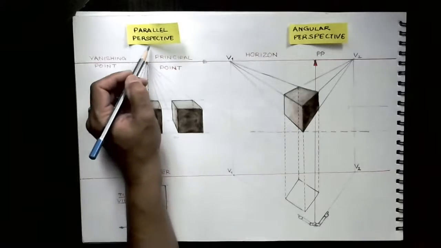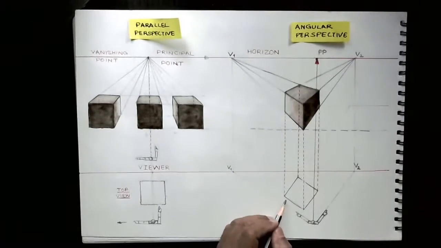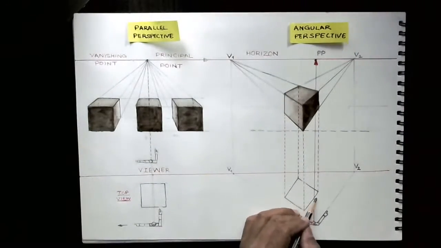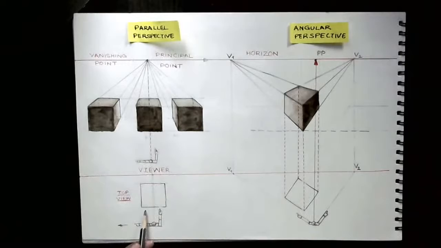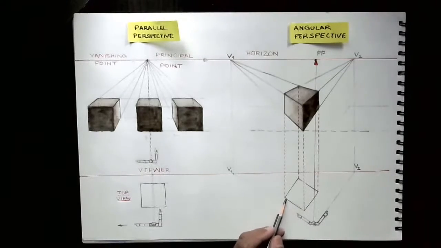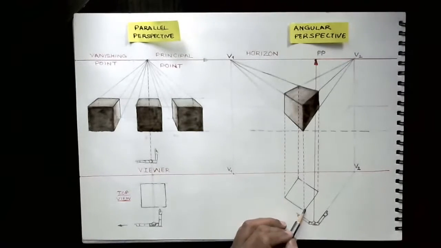Had this object been above the horizon, suppose this is a viewer, and this object is kept at an angle like this. Here it is straight, and here it is angular. So how do we find the vanishing points? Vanishing points are found in a manner that the viewer's one hand is parallel to one edge and the other hand is parallel to the other edge, and this is at right angles. This is very important in perspective.